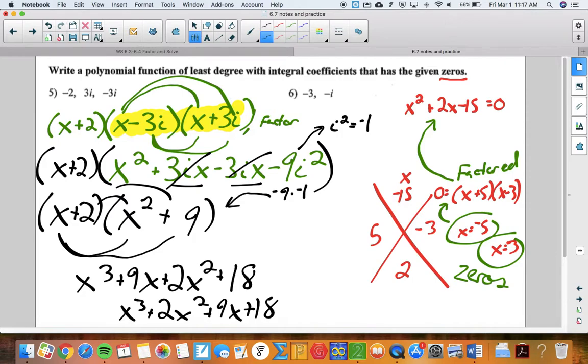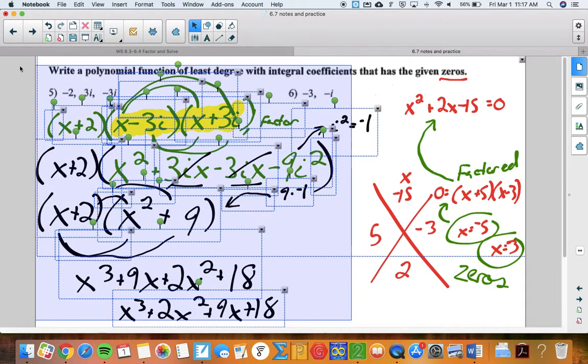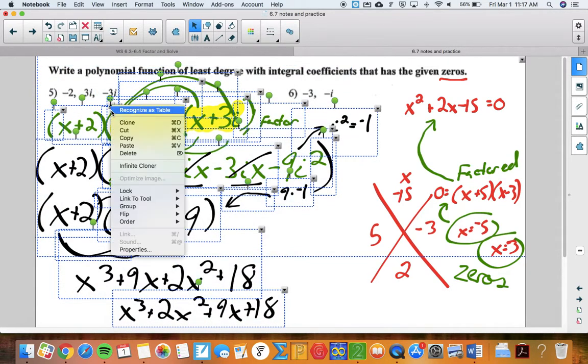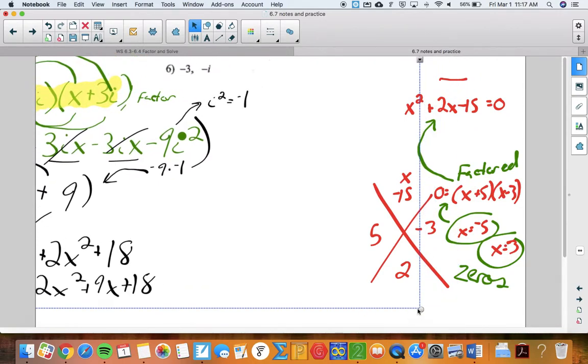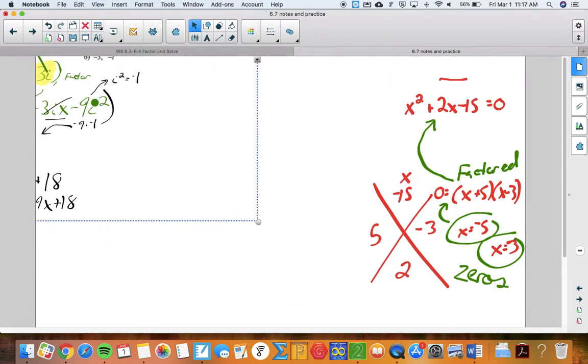Alrighty. So let's try number 6. Let me grab this stuff, group it, and shrink it. Because that example that I did on the right, I think is the foundation of how we move forward with this stuff. I think it simplifies things.